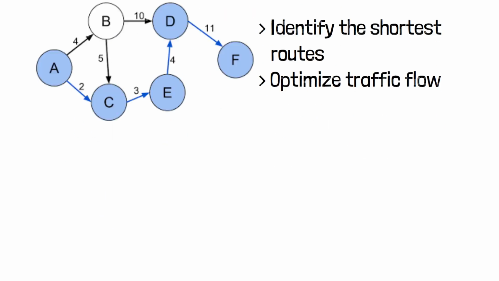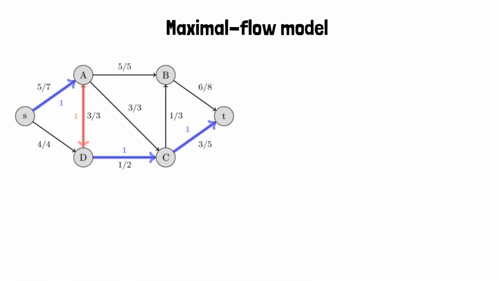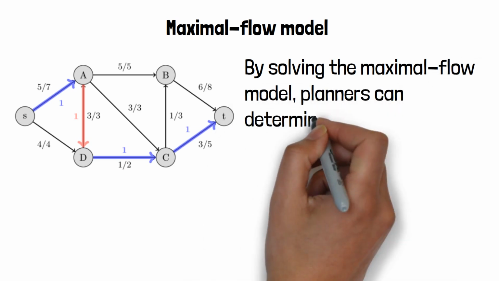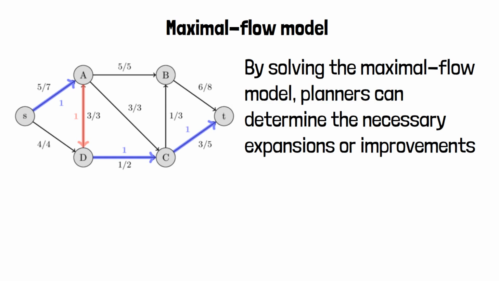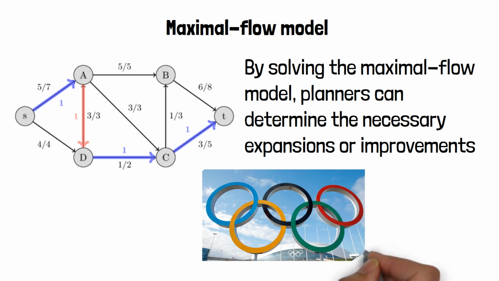accommodate the increased demand. The maximal flow model can help determine the capacity of a transportation system by evaluating the maximum flow of goods or passengers through the network. This model is particularly useful for city planners who need to assess the current capacity and identify potential bottlenecks in the transportation system. By solving the maximal flow model, planners can determine the necessary expansions or improvements to ensure that the system can handle the expected increase in traffic during the Grand Prix.